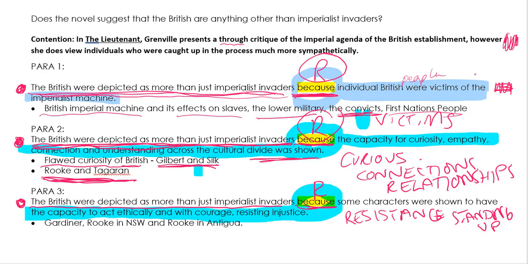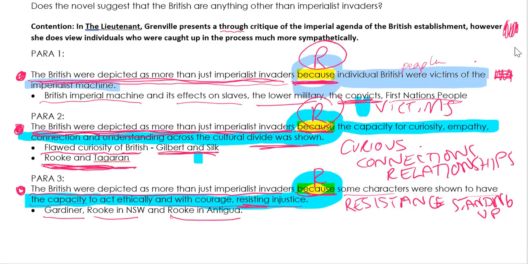Okay, my third paragraph, again, same contention. The British were depicted as more than just imperialist invaders because, and here's my reason, some characters were shown to have the capacity to act ethically and with courage, resisting injustice. And I would use Gardner, Rooke in New South Wales, and then Rooke at the end of the novel as well in Antigua. All right. So that's my ideas, but I think if you put them as, and they would kind of work as topic sentences, but they'd be pretty kind of repetitive and wooden.